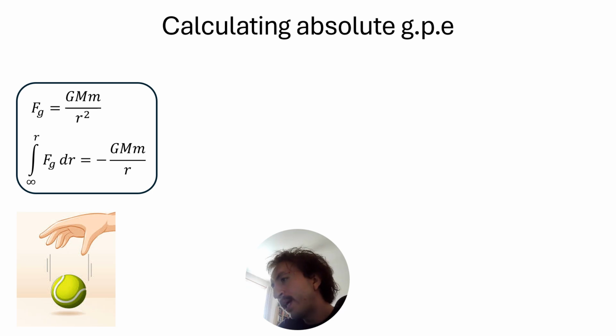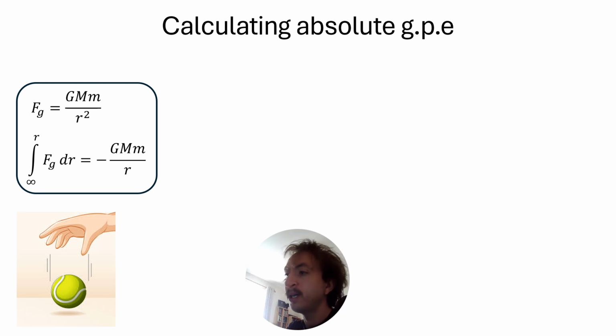Now, the equation we end up with for the potential energy, which is minus GMm over r, has a minus sign in it, and you might wonder, why is the potential energy negative? Well, it's essentially to ensure that the total energy is conserved. It's easier to think about the minus sign if we're considering the particle starting at infinity and drifting towards a planet.